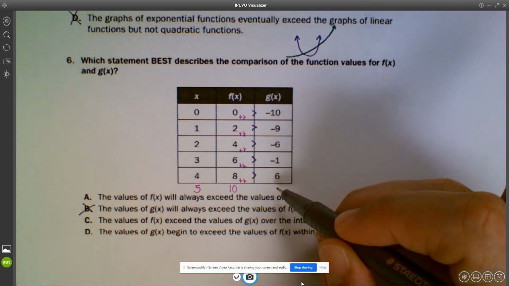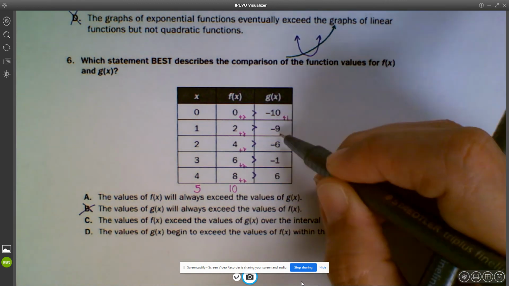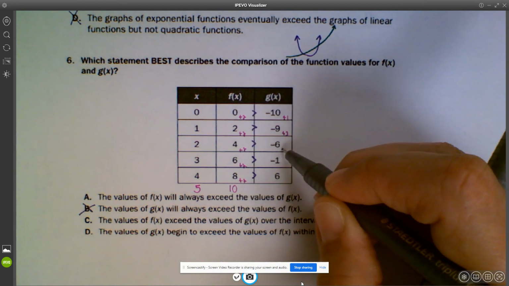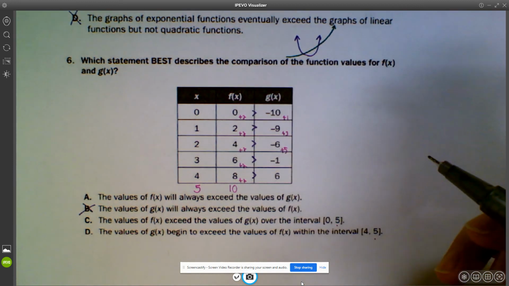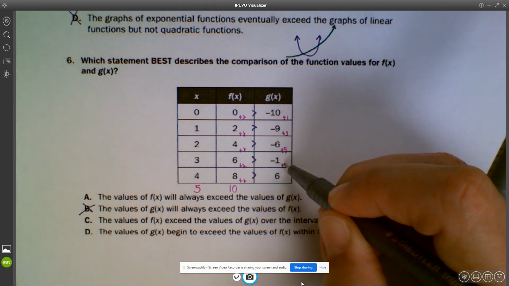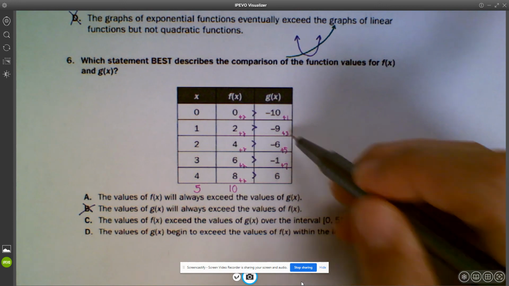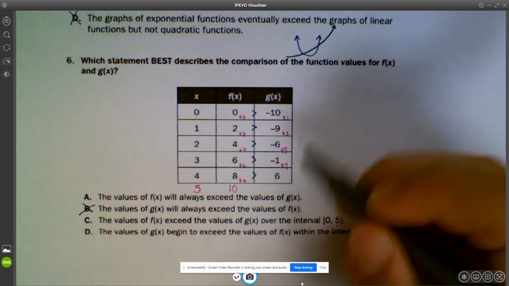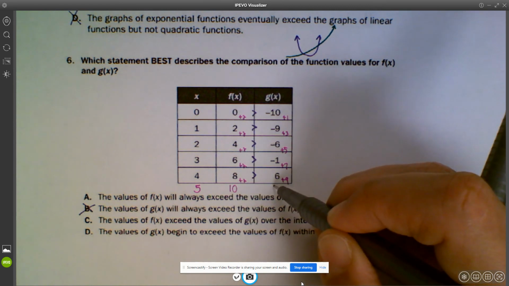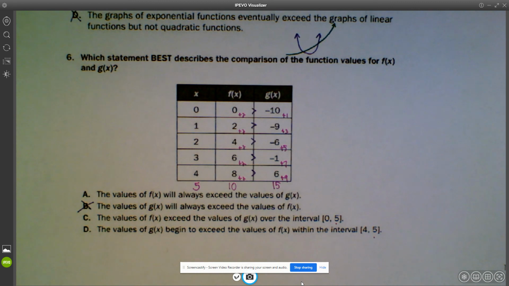Well, let's see what happens here. Negative 10 to negative 9 adds 1. Negative 9 to negative 6 adds 3. Negative 6 to negative 1, you get that by adding 5. To get from negative 1 to 6, you add 7. Okay, I see a pattern. Plus 1, plus 3, plus 5, plus 7. So to get the next term, we must add 9. 6 plus 9 is 15. And oh my goodness, look what just happened.